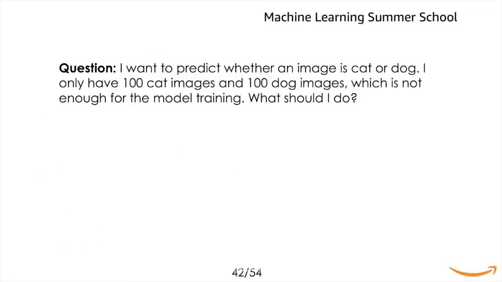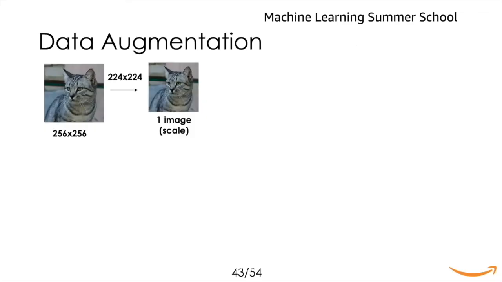So now let's quickly look at how to train CNNs. Suppose you have a small set of images which is not enough to train a model, say 100 cat images and 100 dog images, which is not enough for model training. What do you do? You can augment the dataset. So data augmentation is a way of increasing the number of images you have in the training data.